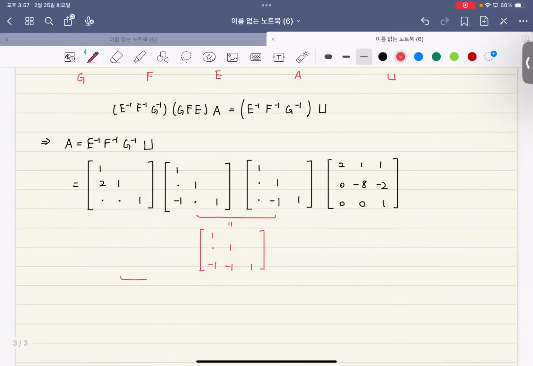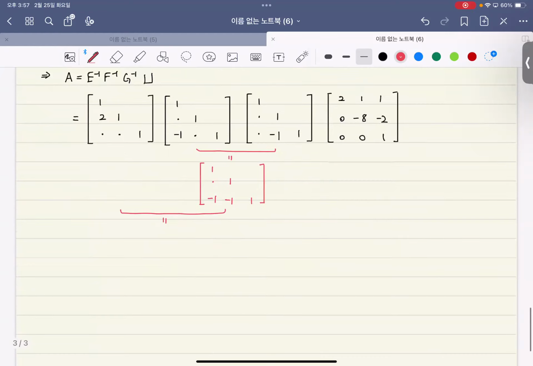Now I multiply these two, then I will get, so this is another elementary matrix. So multiplying this matrix to the left of this implies that I multiply the first row of this matrix by 2 and add it to the second. Then it has to be 1, 2, 1, right? Right? Yeah. Good. So far so good.